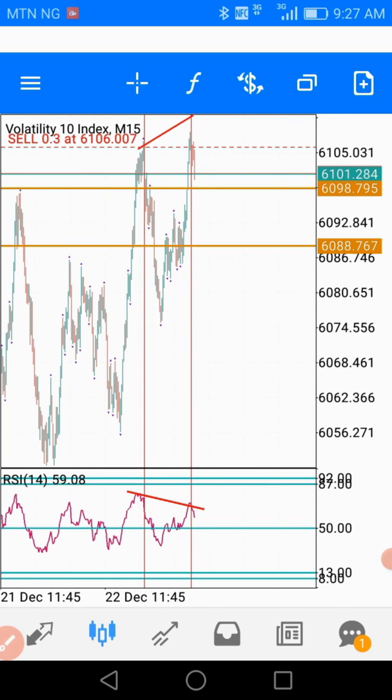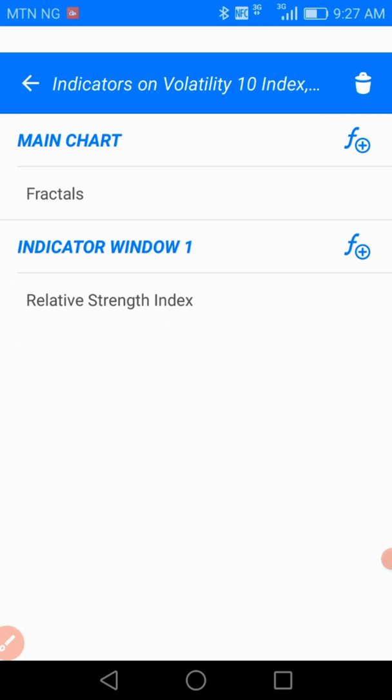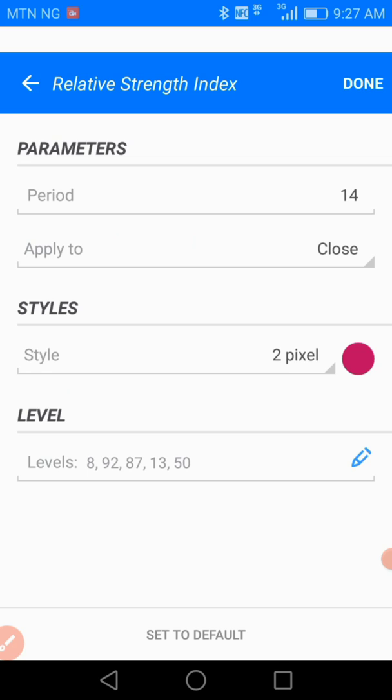Now I said I want to show you some other things, but before then, let me quickly give you the setting too, because I know some of you will still ask about the setting. It's just the normal Relative Strength Index with these parameters. The period is 14, the standard setting. Just the color that I changed, and then the levels.